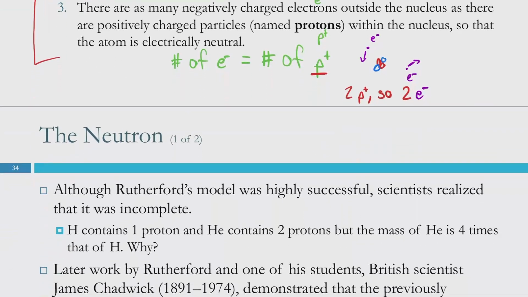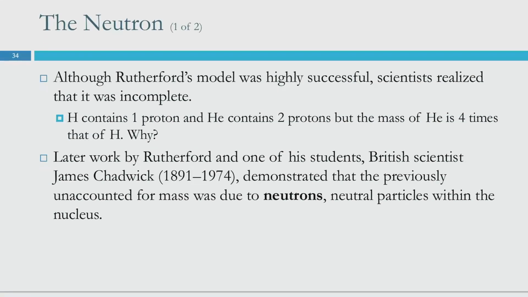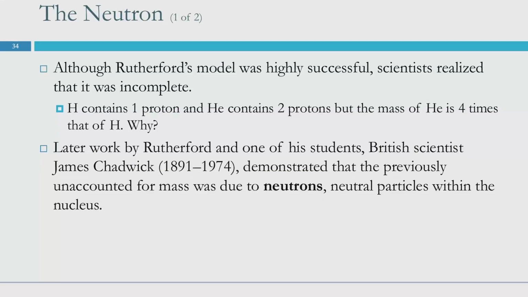Cool. There's another part. Rutherford's model was really successful. However, they realized that it was not entirely complete. So for example, hydrogen contains 1 proton. Helium contains 2 protons, but they know through their calculations, their math, their experiments, the mass of helium is 4 times the mass of hydrogen. So 2 protons instead of 1 proton, but it's 4 times the mass, which doesn't make sense. It should be 2 times the mass because it's got twice as many protons. And James Chadwick and Rutherford figured out that that previously unaccounted mass was due to neutrons.